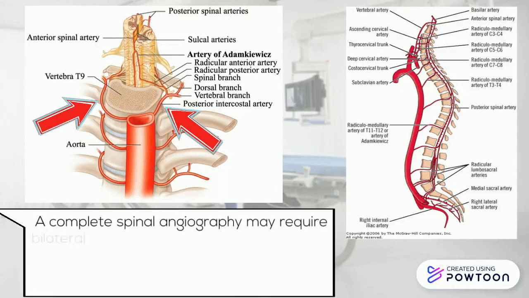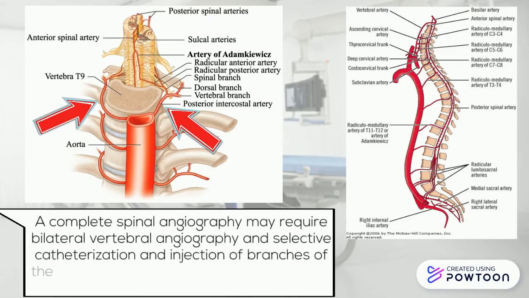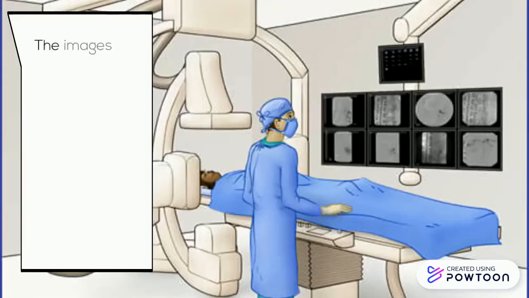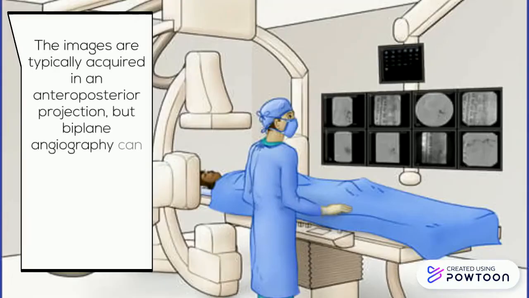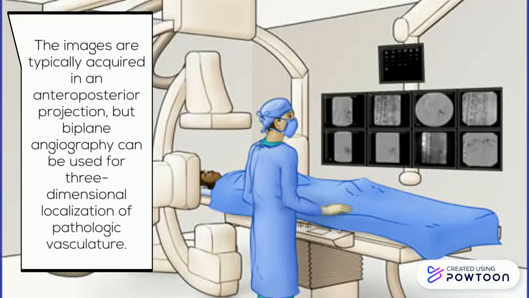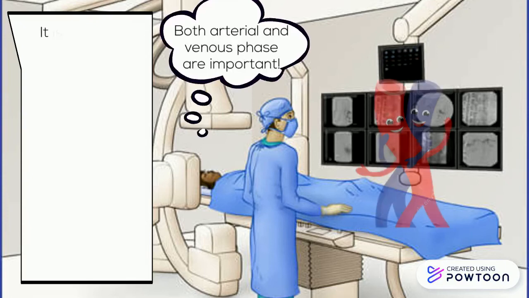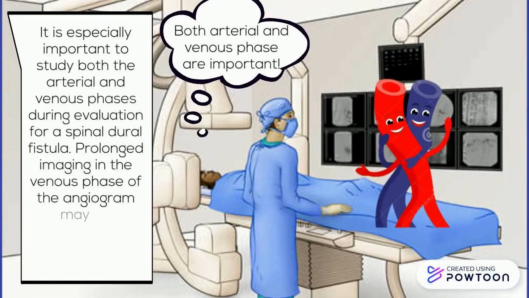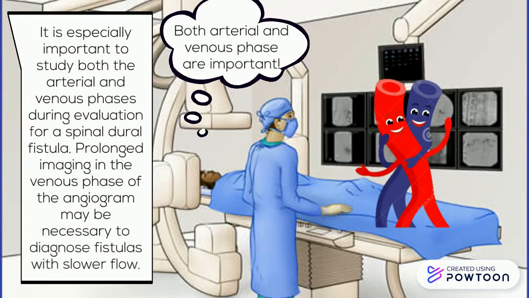A complete spinal angiography may require bilateral vertebral angiography and selective catheterization and injection of branches of the subclavian, intercostal, lumbar, vertebral, cervical or sacral arteries. The images are typically acquired in an antero-posterior projection, but biplane angiography can be used for three-dimensional localization of pathologic vasculature. It is especially important to study both the arterial and venous phases during evaluation for a spinal dural fistula. Prolonged imaging in the venous phase of the angiogram may be necessary to diagnose fistulas with slower flow.